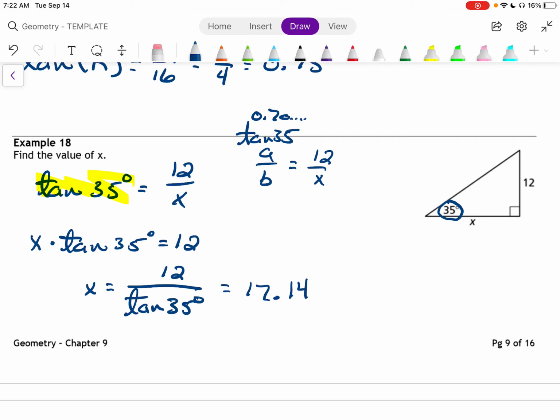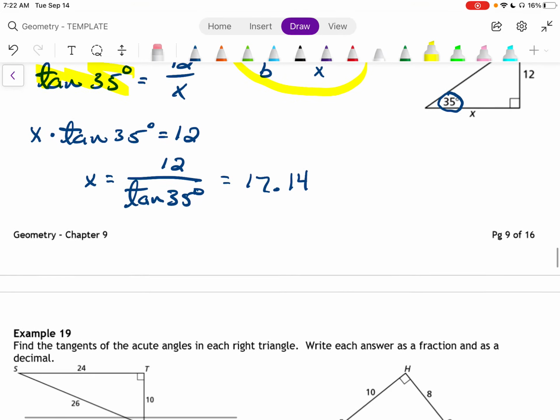And if you still don't really see how we're using similar triangles there, that's okay. You don't have to necessarily see that. You just have to know how to use the tangent. But I think it is valuable to be able to see that, right? We are still using a proportion, or we're kind of using a proportion, but it's kind of hidden in there.